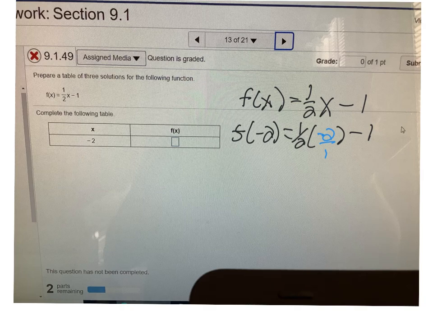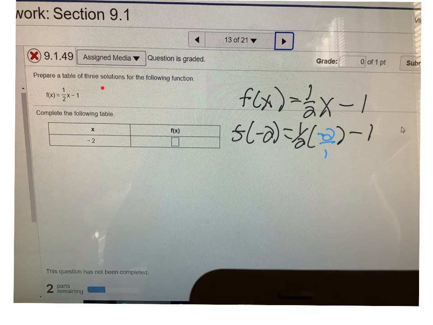Hello, I saw the other question in the email. This is a lot like number 12 from the same section, but they are using function notation. They're writing f of x instead of y. If you put y or f of x here, you can interchange those. They mean the same thing.